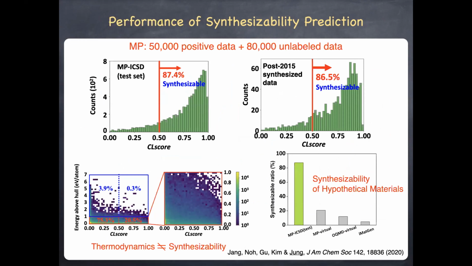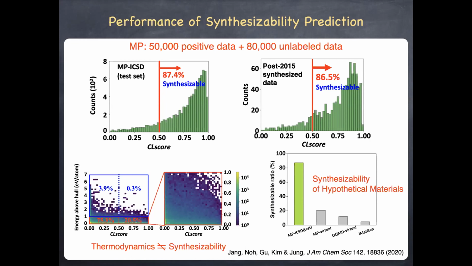So we've done that for the Materials Project database, the inorganic crystal database, which has about 50,000 synthesized positive data, and the remaining 80,000 data are unlabeled. They are basically obtained by the substitution of the already synthesized materials, these hypothetical data. And our model after training showed about 87% accuracy, which is reasonable.